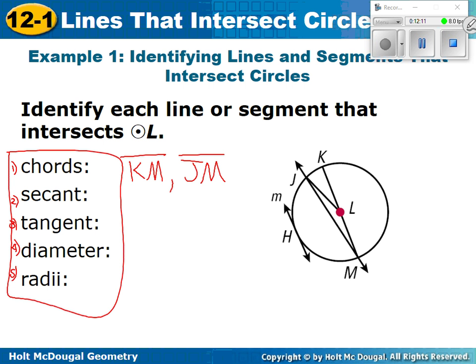What else is JM if we don't put a line segment above it? Secant. So JM is a secant if you name it with a line above it. So what is every secant going to contain? A chord. And it just depends on what symbol you put up above it as to which one you're naming. So be careful. Every secant contains a chord, but not every chord is a secant. So it depends on if it goes on forever. Are there any other secants in the picture?